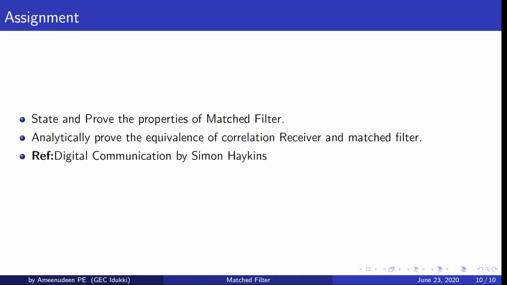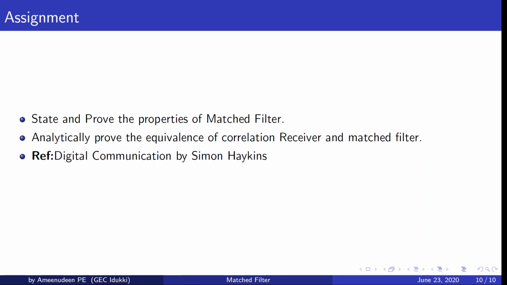So now we will have an assignment which is based on this lecture. So these two questions are actually very important. They are usually asked for university exam. State and prove the properties of matched filter. That is the first question. Then analytically prove the equivalence of correlation receiver and matched filter.